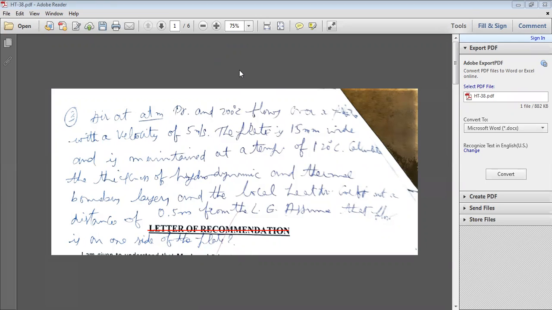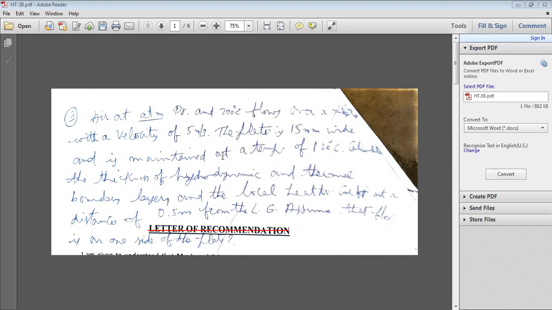In the last class we solved two problems. Next, in continuation of that laminar flow on a flat plate, we will solve one more problem on laminar flow over a flat plate. After that, we will go for turbulent flow, and we will solve one or two problems under turbulent flow. All these flows come under external flows.